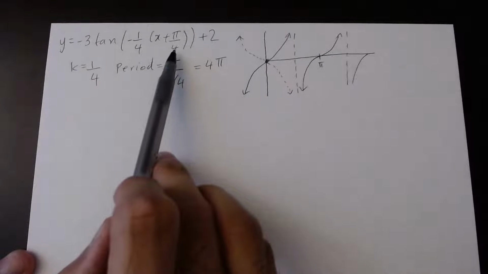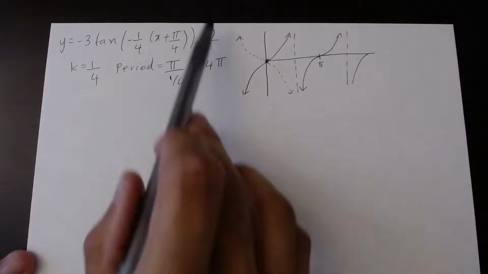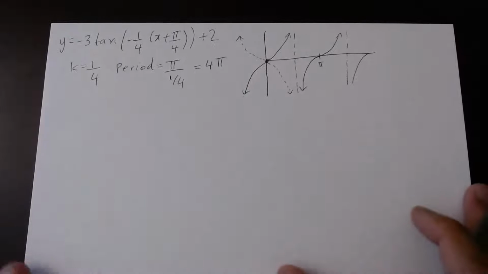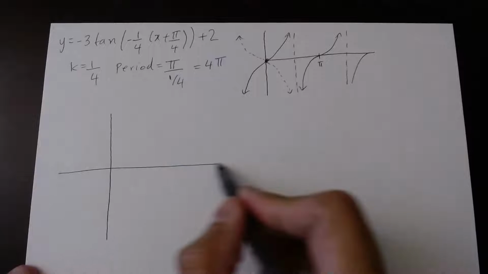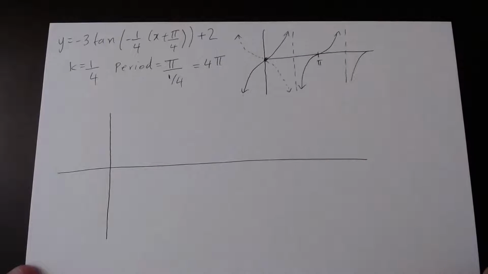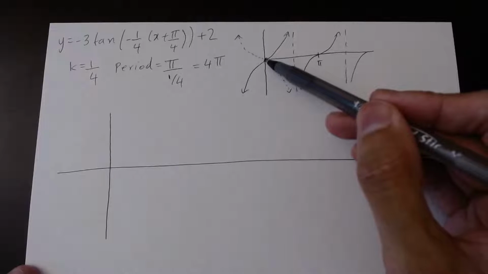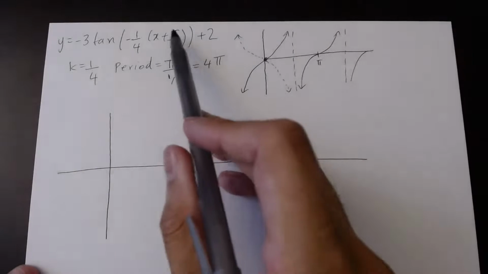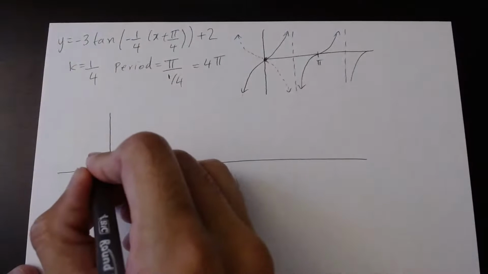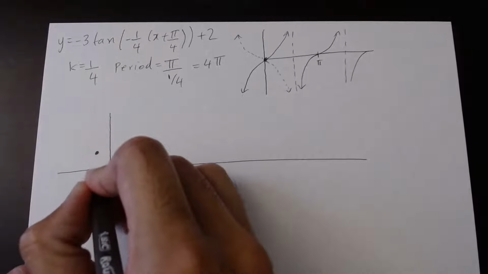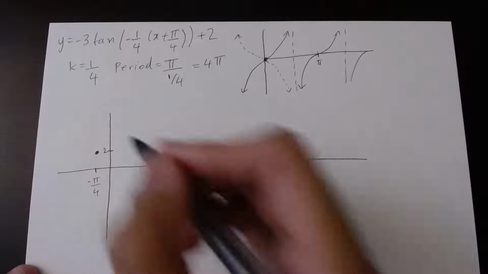I know this graph is phase shifted pi/4 to the left, and I also know that it's shifted 2 units up. So with this information, I can do my sketch now. So we always begin with this starting point right here for a tan graph. I know that this point is shifted pi/4 to the left, and it's also shifted 2 units up. So it's somewhere approximately here. This is negative pi/4, and this is 2.